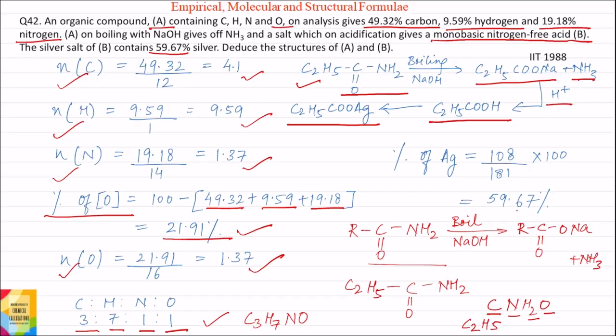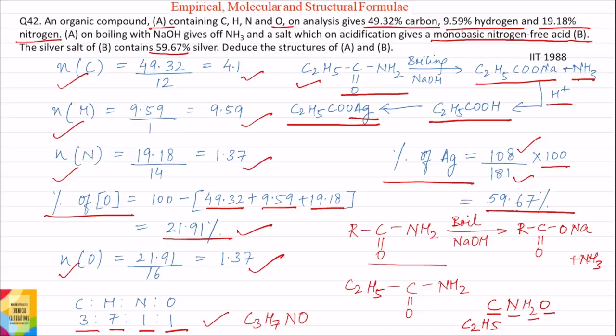So हम percentage of silver निकाल लेंगे in this compound C2H5COOAg. तो उसके लिए weight of silver that is 108 divided by सिर्फ एक ही silver atom है इसमें. So atomic weight of silver that is 108 divided by molecular weight of the compound that is 181 into 100 gives the percentage of silver which is equal to 59.67%, which is same as given in the question.